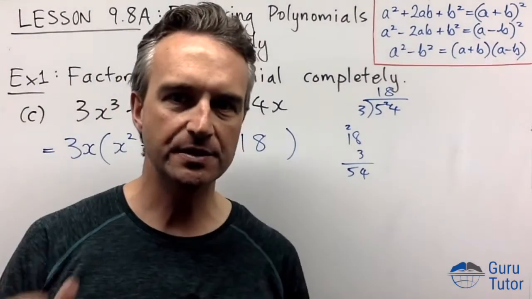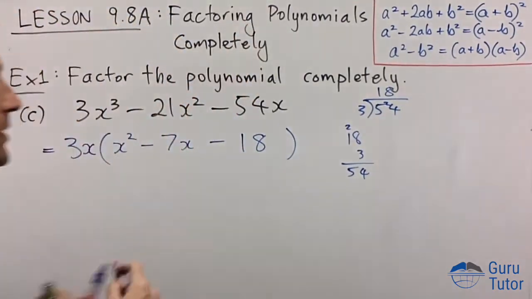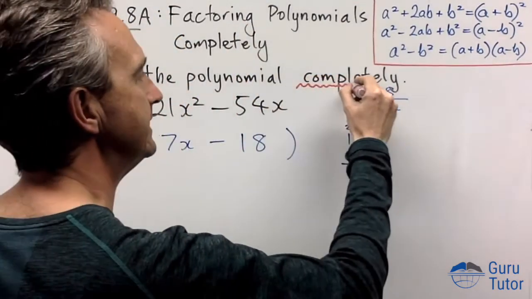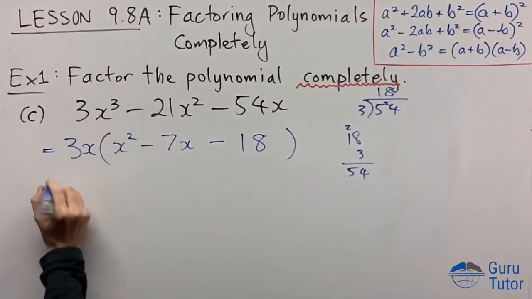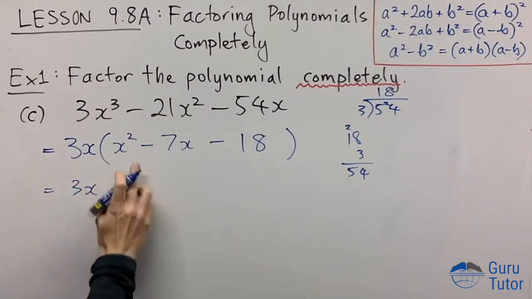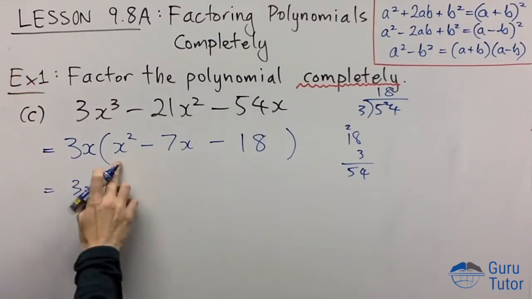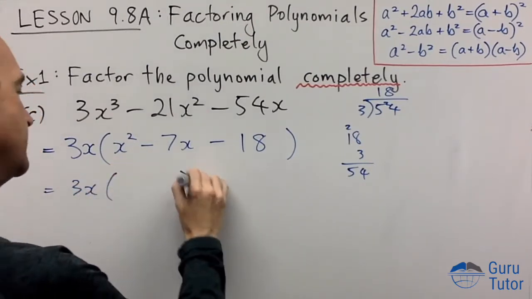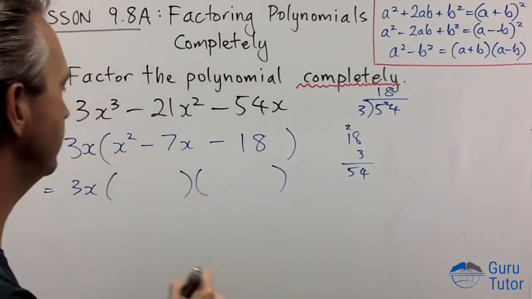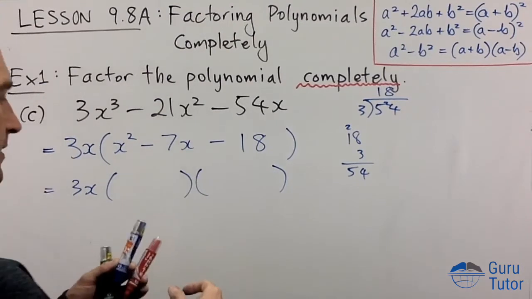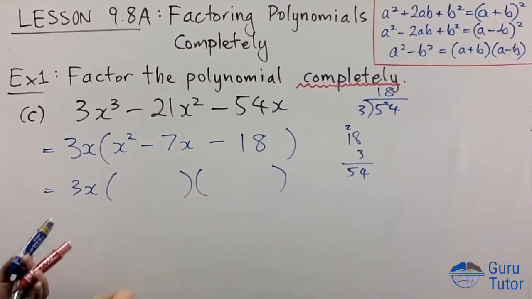Or are we? Can this factor further? I want to emphasize this word here. Completely. Can this factor anymore? Yes, it can. Here we have a trinomial. Can this be factored? And here we go. We're going back to lesson 9.5. What we're looking for here are two factors.